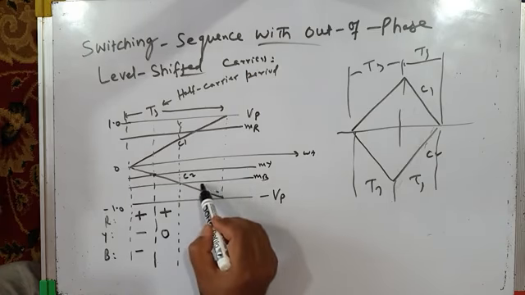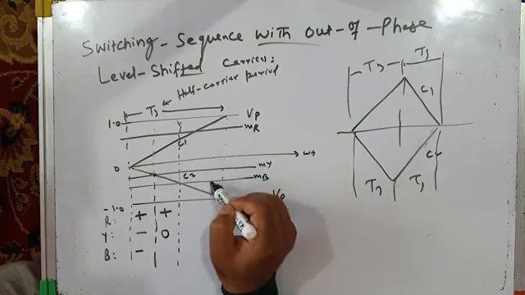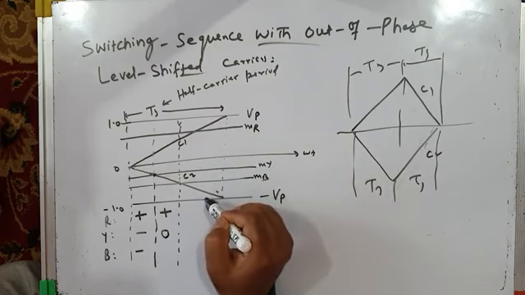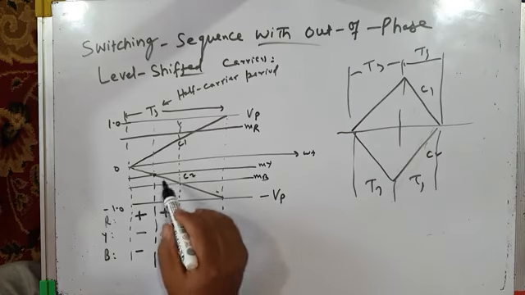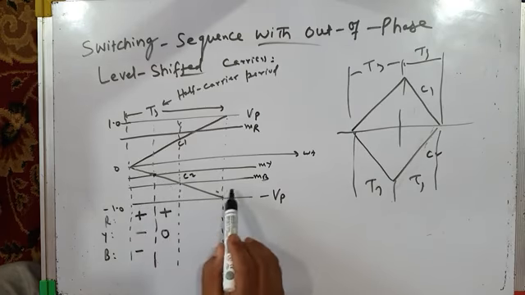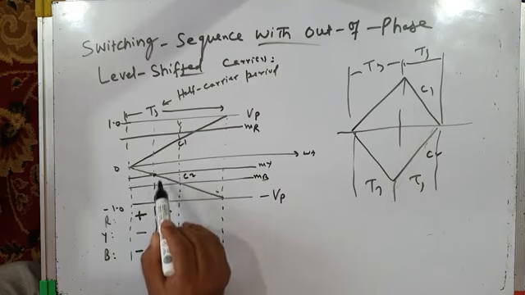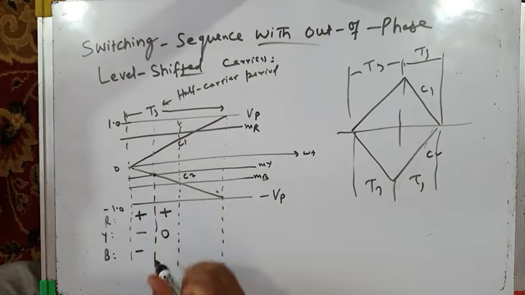And what about MB? MB is less than both. It is less than C1 as well as C2, so it will be minus. So the status is plus, 0, minus.